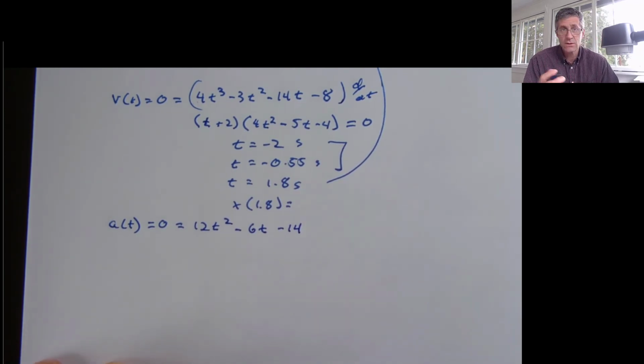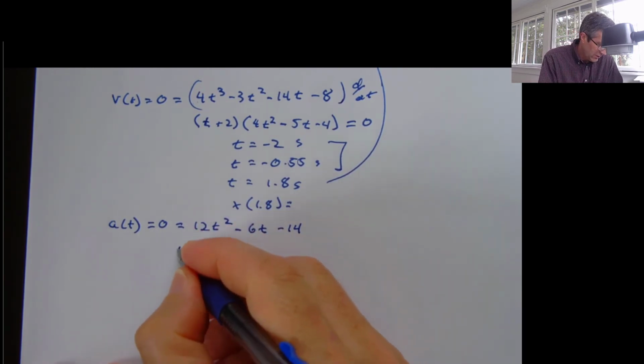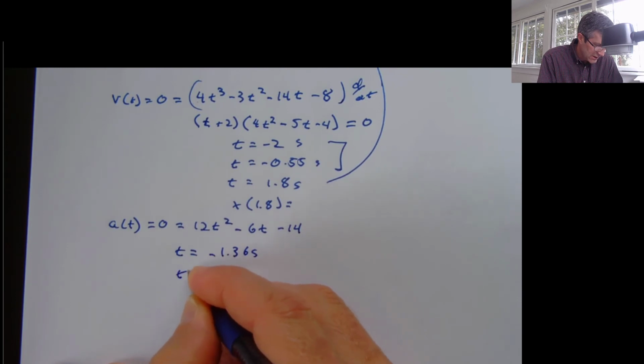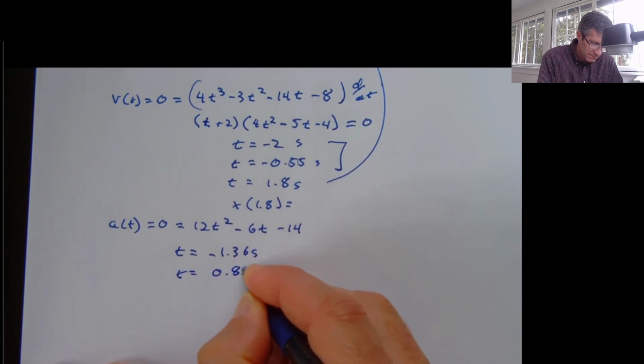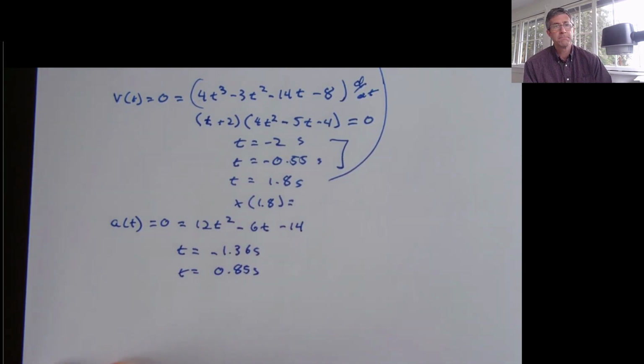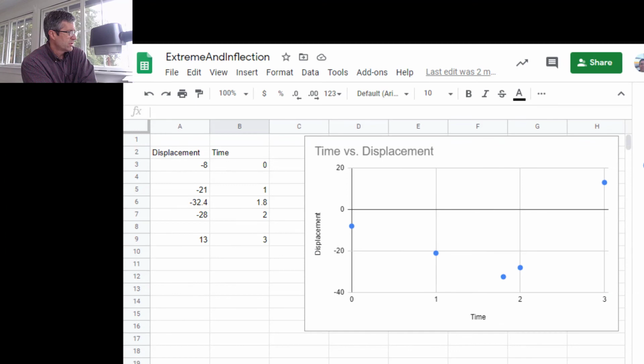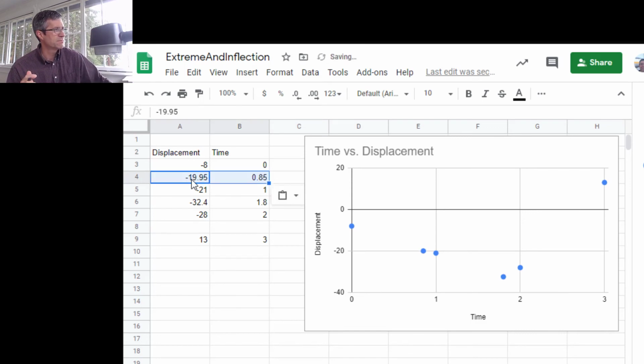So this is a quadratic, so you need to be able to solve those. And when you solve that, you're going to get two answers. You're going to get negative 1.36 seconds, and you're going to get time is equal to 0.85 seconds. So hopefully you recognize negative time is not going to work. So we're going to have a new data point. I can plug in that 0.85 seconds into my equation and find out what is the position at that time. And there it is.